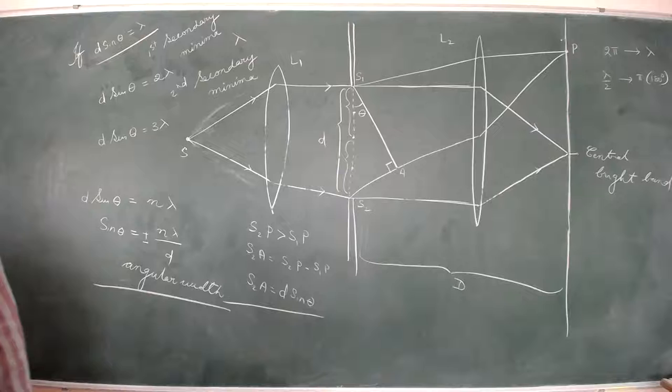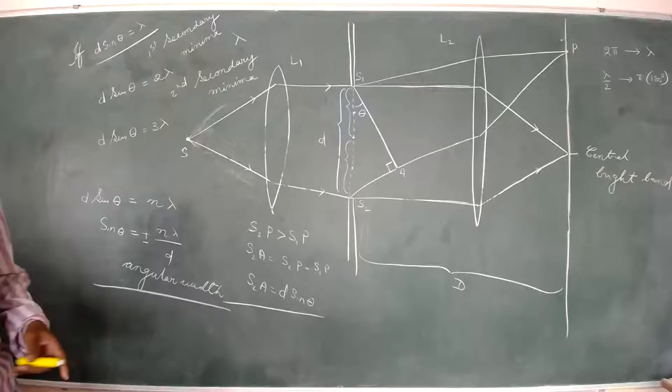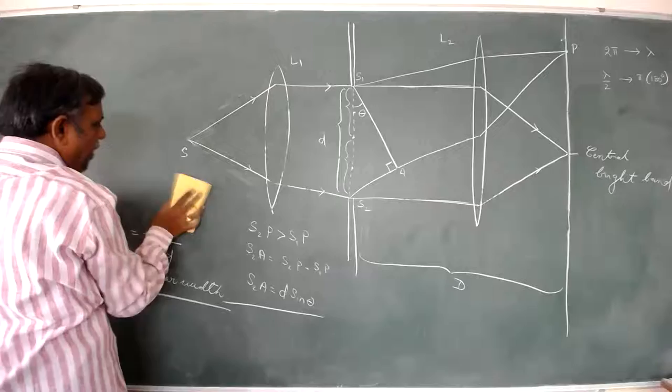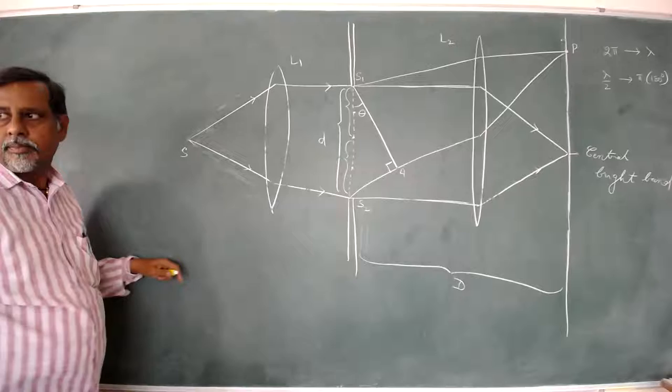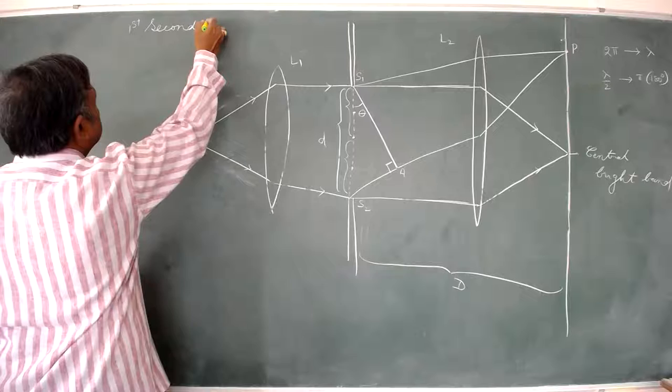Now we need to discuss something about the formation of bright bands. Now look at this. On the screen, with the point P, you need to have the bright band. Bright band means maxima. So maxima means first secondary maxima.